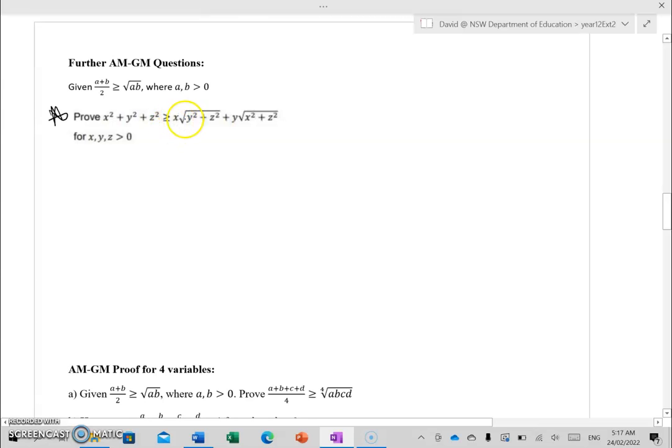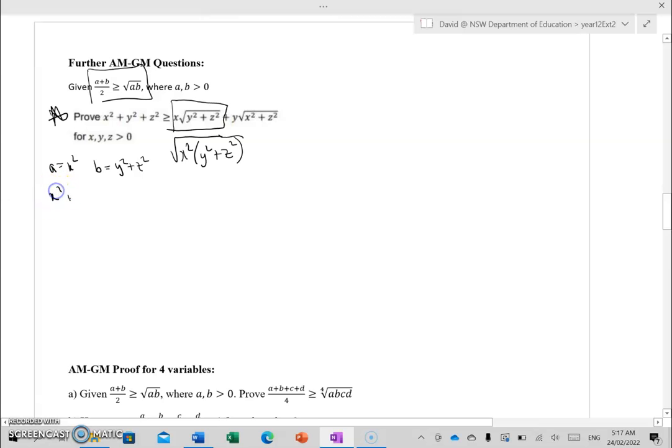Now, one thing I noticed is I always like to look on the right hand side here to work out what's going on. If I brought that x under the square root, we'd have a square root of x squared times y squared plus z squared. And I think that gives us a big hint of how to proceed in terms of the AMGM. I think we should set a to be x squared and b to be the second factor, so y squared plus z squared. So let's do that.